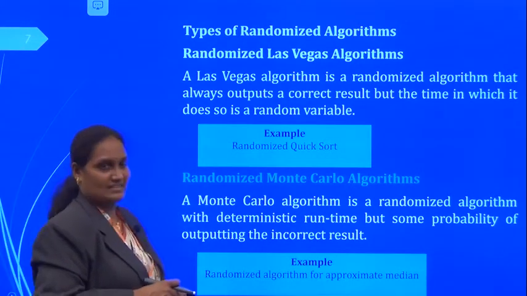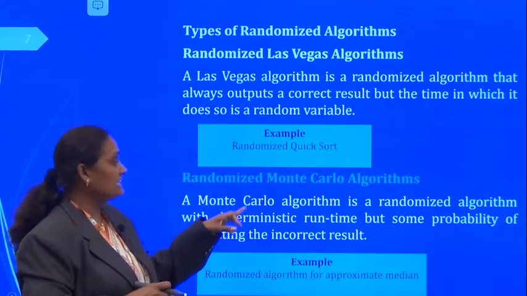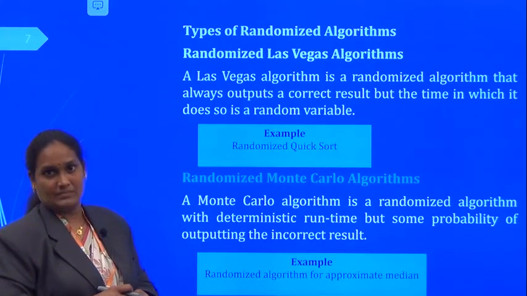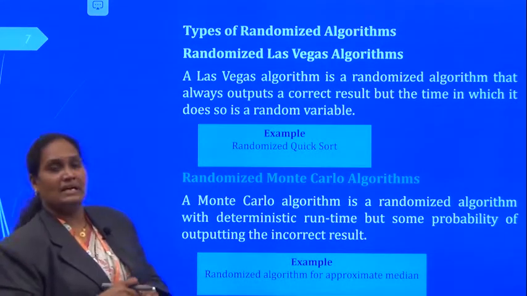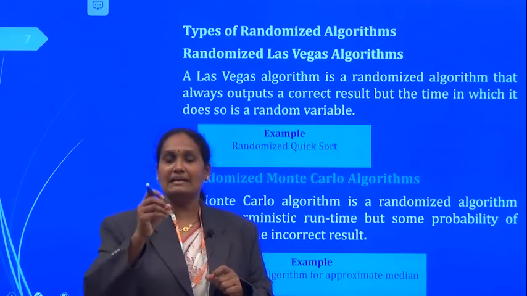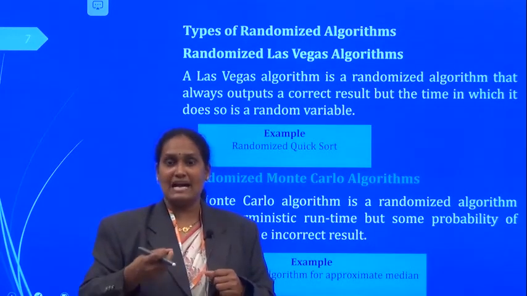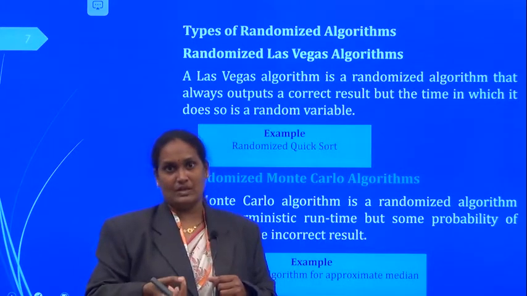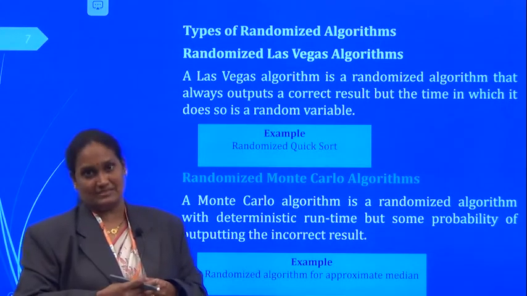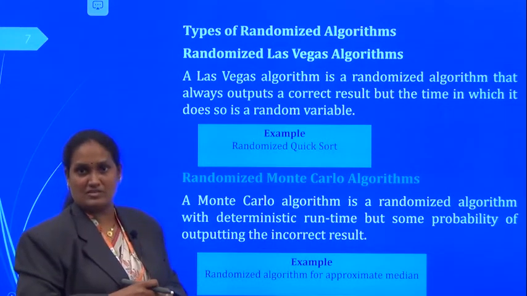And Monte Carlo algorithms. What is a Monte Carlo algorithm? A Monte Carlo algorithm is a randomized algorithm with deterministic runtime but some probability of outputting the incorrect result. Do you understand what a Monte Carlo algorithm is? It is a randomized algorithm which has some probability of incorrect output, but its execution time can be predicted. It has a deterministic runtime. We can predict the time by which it completes its execution. The example for Monte Carlo algorithms is the randomized algorithm for approximate median.